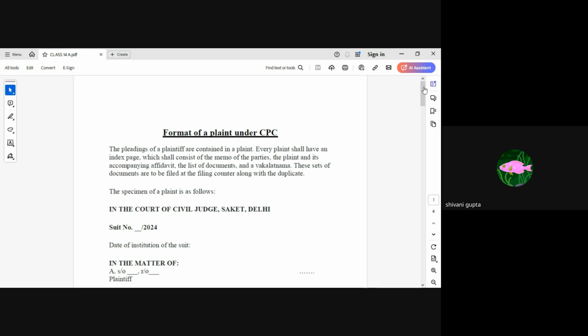The Wakalatnama is annexed in both civil and criminal cases. Yes, wherever the advocate files a new suit, a complaint case, or any application, they have to file the Wakalatnama. Either it is a suit or a civil case, or it is a criminal application. The advocate is representing you on your behalf in the court, right? So that's why.